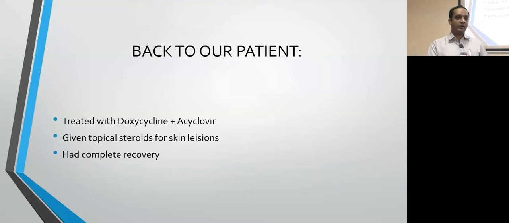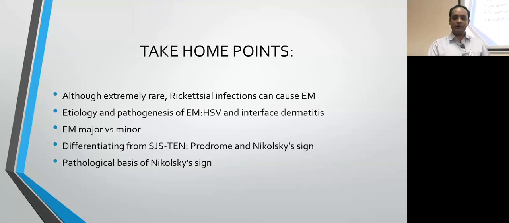So the take-home points: although extremely rare, rickettsial infections can cause erythema multiforme. The common factor being that they are also intracellular pathogens. That's the only thing which is known. We looked at the etiology and pathogens of erythema multiforme, HSV, and the interface dermatitis, that is at the dermoepidermal junction. It's important to note that HSV is almost 90% associated. We should look for it and consider it even if we don't find it anywhere. We looked at the differences between erythema multiforme major and minor, differentiating it from SJS/TEN, the prodrome and the Nikolsky sign, and the pathological basis of the Nikolsky sign.